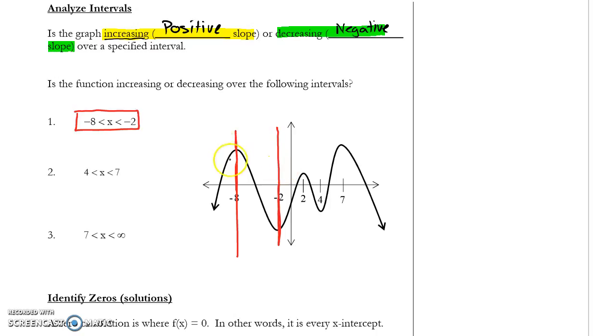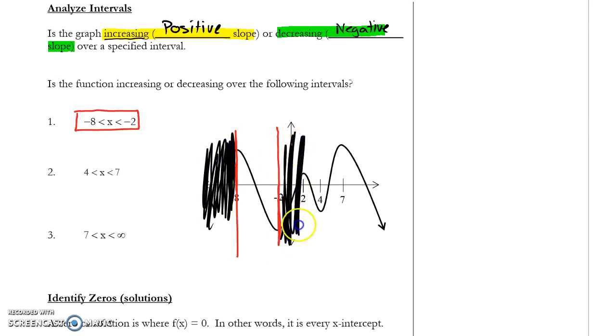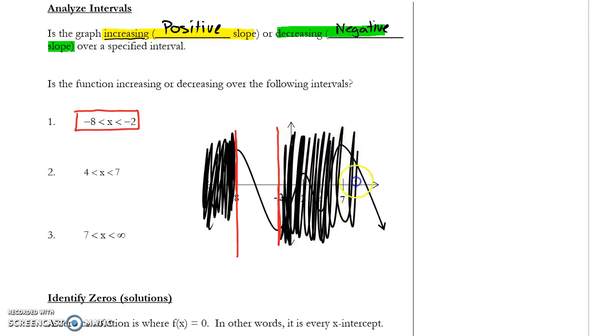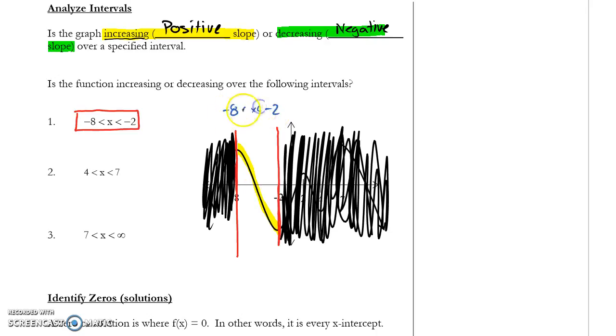Which means, and you guys don't want to do this, I'm doing this to kind of illustrate what's going on. I don't need any of this. I don't need any of this. It's all distracting. All of this part of the graph does not matter. The only part of my graph that matters is this section here that is between -8 and -2. That's what that terminology means.